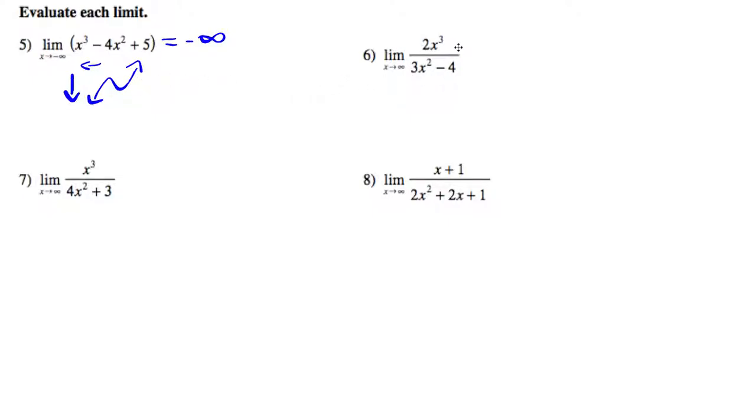Here, the degree in the numerator is larger. So when the degree in the numerator is larger, it's going to be infinity or negative infinity. And this is actually going to be positive infinity, because the numerator will always be positive and this denominator will be positive as well. Over here, same deal, very similar question. This is going to be tending towards infinity as well.